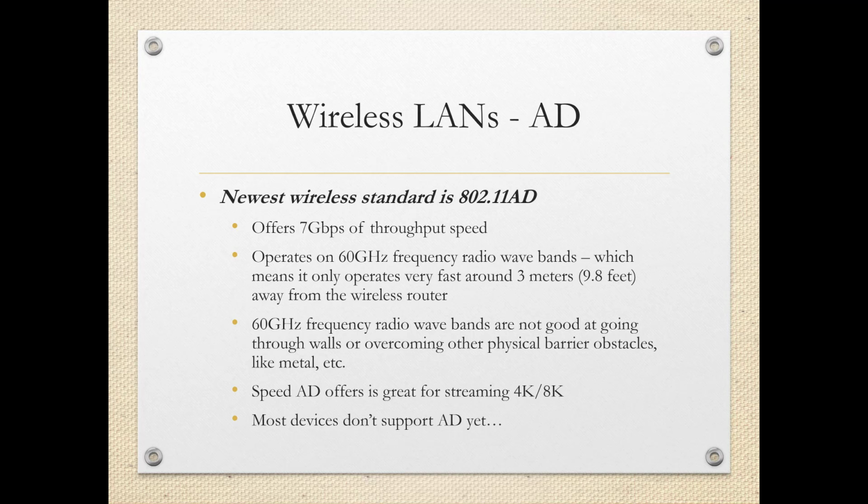The higher the frequency, and this has nothing to do with the speed, this is like the radio wave if you did long range or short range. 60 gigahertz is very short range. Even though it operates very fast, it only stretches about 9.8 feet away from the wireless router itself, or it starts to get slower. So again, it's not good at going through walls or overcoming other barriers or obstacles like metal and sheetrock and stuff like that. But it is really fast, and it is good for streaming like 4K and 8K video.